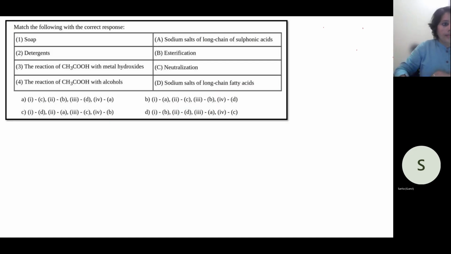Next, match the following with the correct response. Soaps. So what are soaps? Soaps are sodium salts of long chain fatty acids. The fatty acids may be palmitic acid.